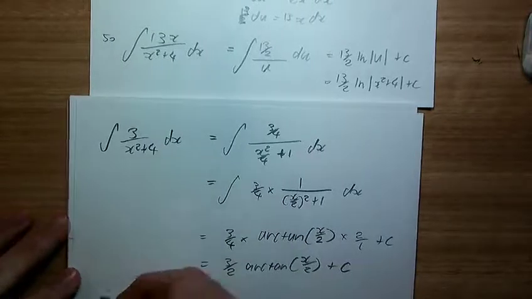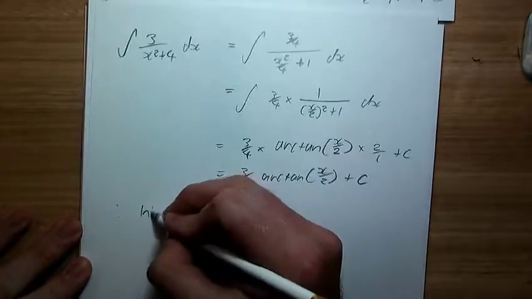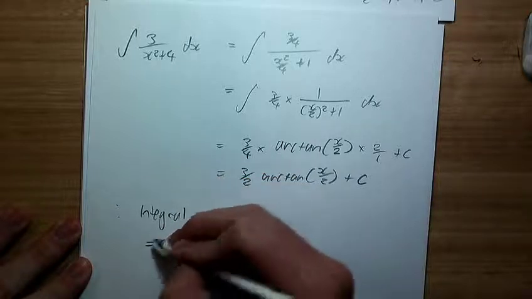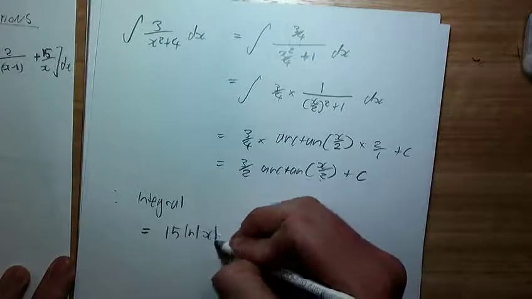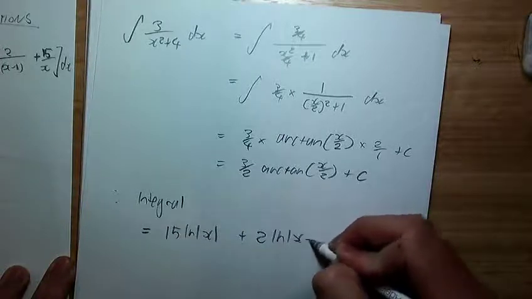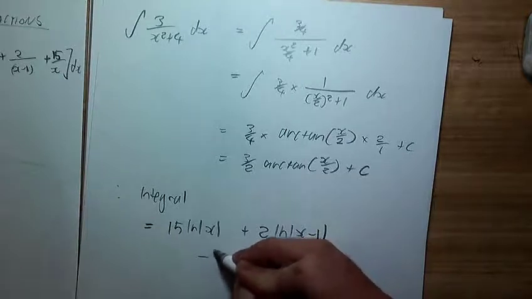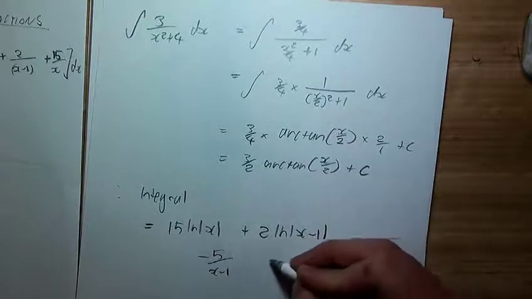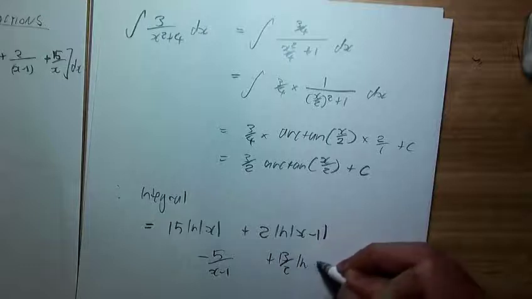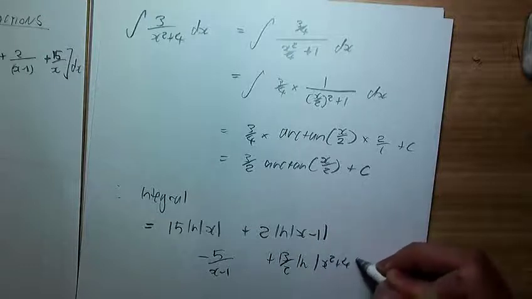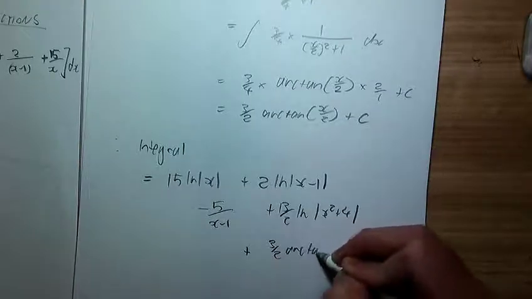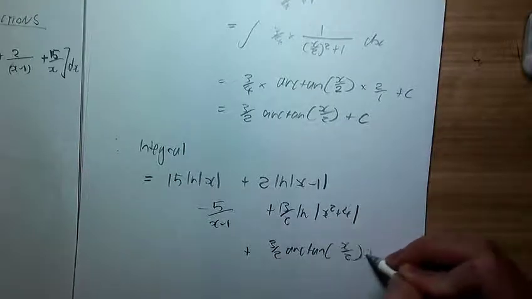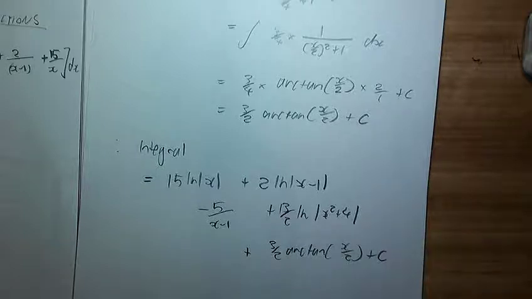And so therefore, the original integral is all of these pieces added together. Minus 5 x take 1 plus 13 over 2 ln x squared plus 4 plus 3 over 2 arctan x on 2 plus c. That's how you do one of these integrals.